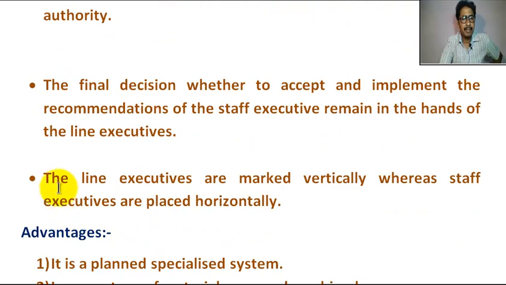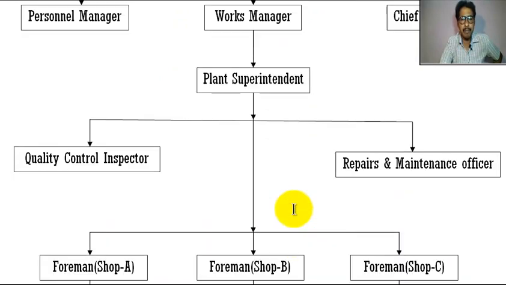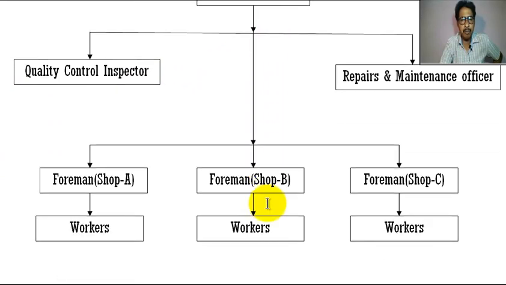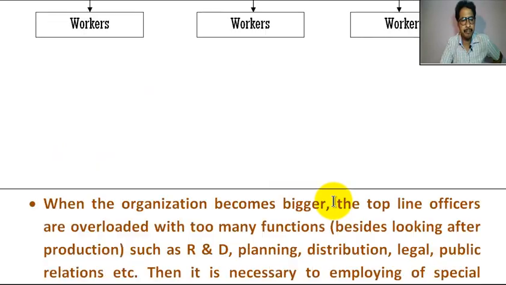Okay, the line executives are marked vertically, whereas staff executives are placed horizontally. Okay, staff executives are in horizontal position, line executives are in vertical position.